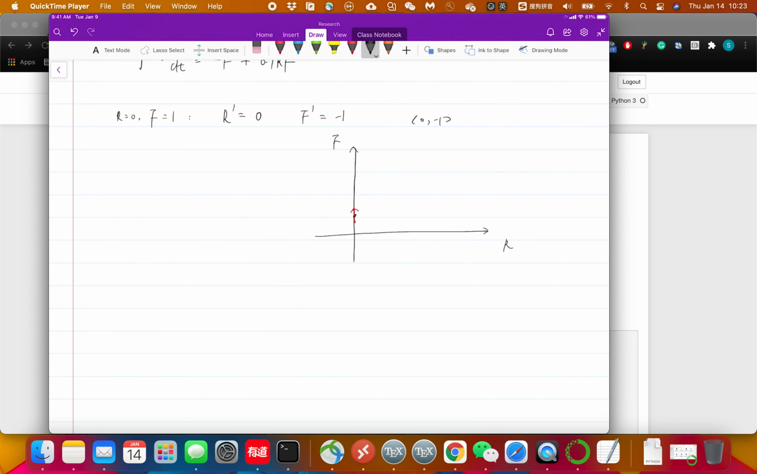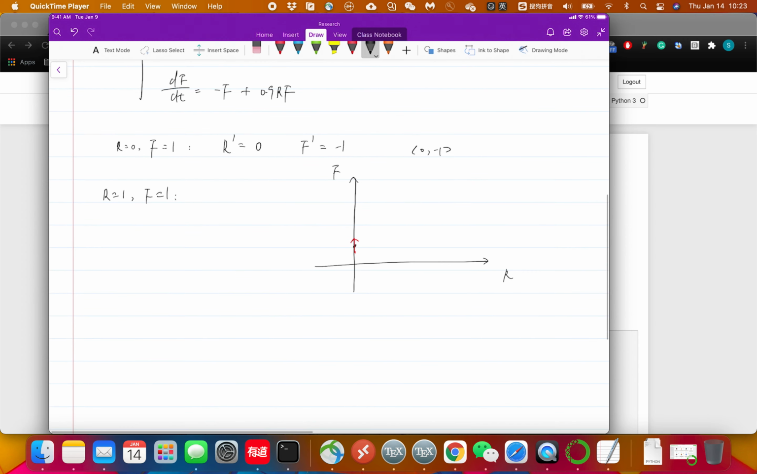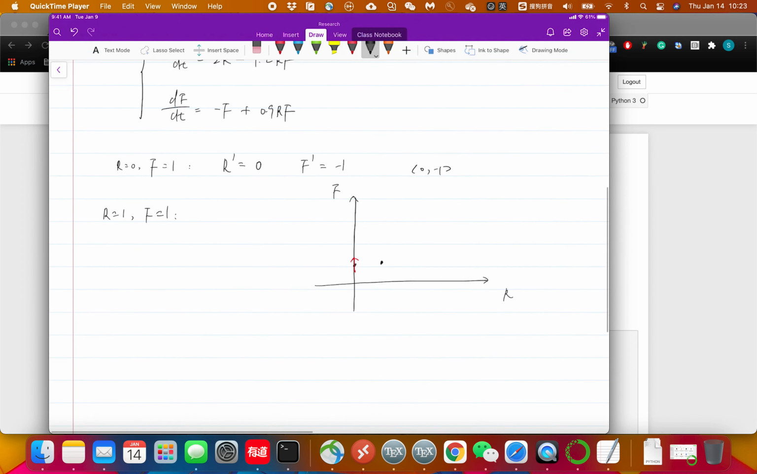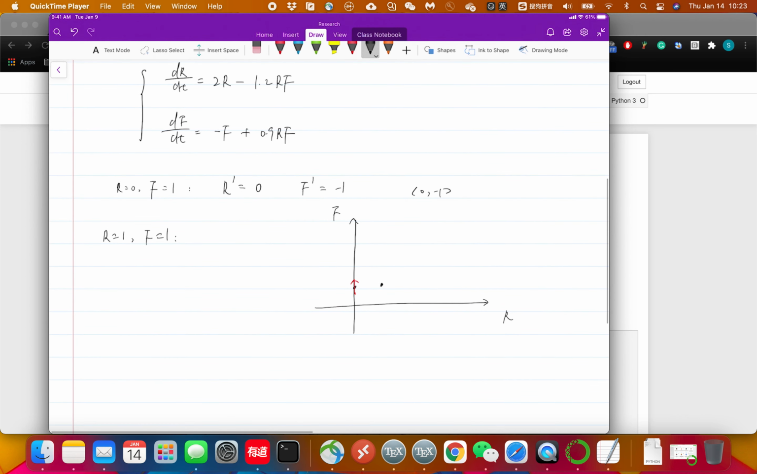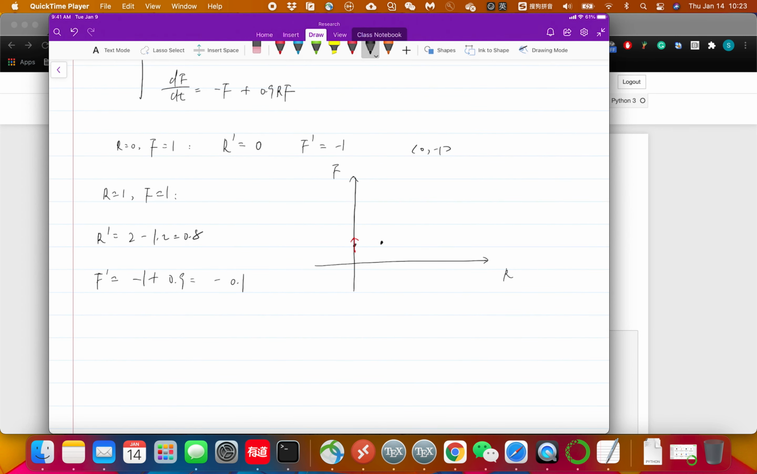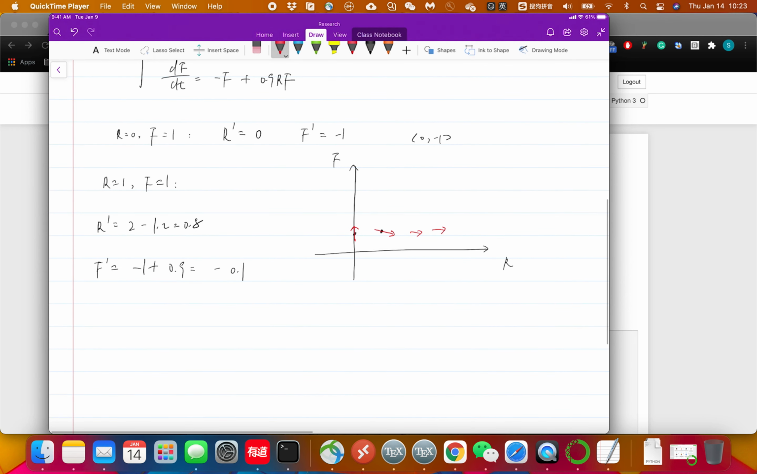Okay, we can pick another point, r equals 1, f equals 1, corresponding to the point here. And now we can actually put the direction field, where dr over dt equals 2 minus 1.2, which is 0.8. And you have f prime is going to be negative 1 plus 0.9, which is negative 0.1. So roughly this is going to the right and going down. From here you can see you can draw more and more vectors at the different locations.